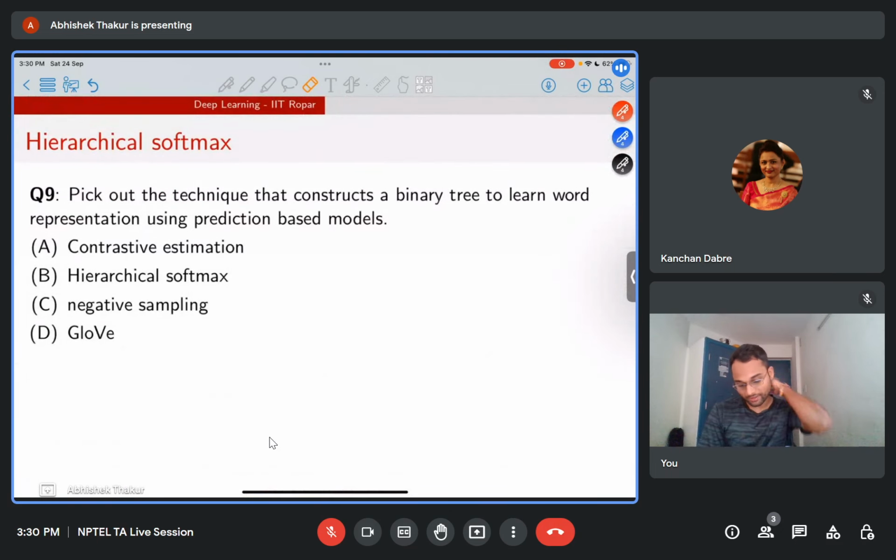Now coming to the next question, that is question 9. Pick out the technique that constructs a binary tree to learn word representation using prediction based model. So which technique constructs a binary tree to learn word representation using prediction based model? That is hierarchical softmax. So for this, option B is correct.